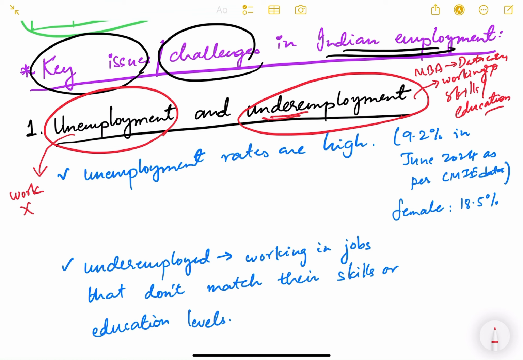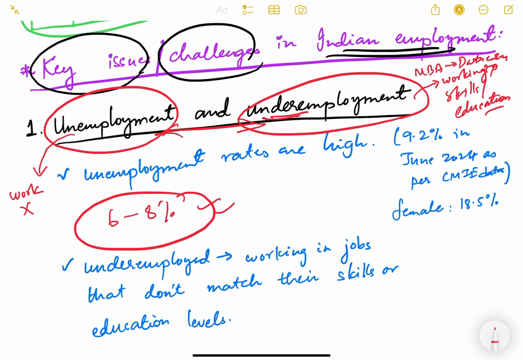So these are the two things that prevail in our employment scenario. Despite economic growth in our country, we see large economic growth in the last many years, almost 6 to 8%. These numbers we see in the newspaper every quarter, every month. Despite such economic growth, India struggles with high unemployment rates, particularly among the youth and educated individuals.